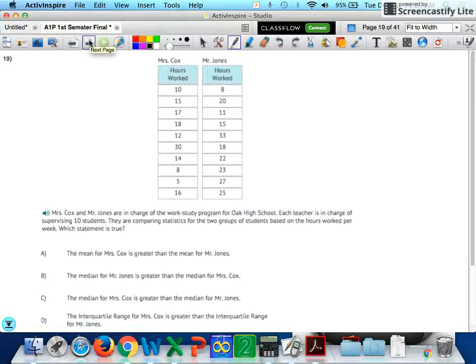Number 19, okay? They're in charge of a work study program. Each teacher is in charge of supervising 10 students, okay? They're comparing statistics for the two groups based on the hours worked per week. Which statement is true? So we've got these two different lists, and they're talking about means and medians of them. And then they're also talking about the IQR. We're hoping we don't have to get down to the IQR. Let's hope one of these other ones pops up first, okay?